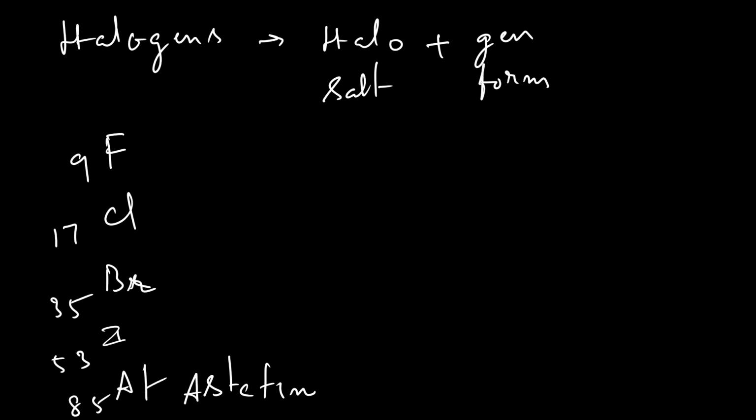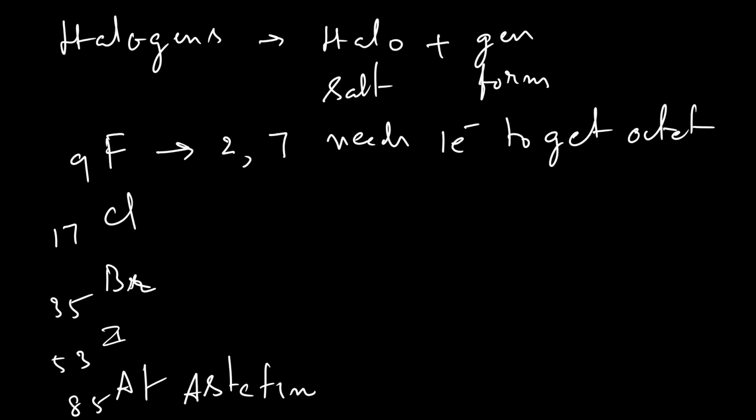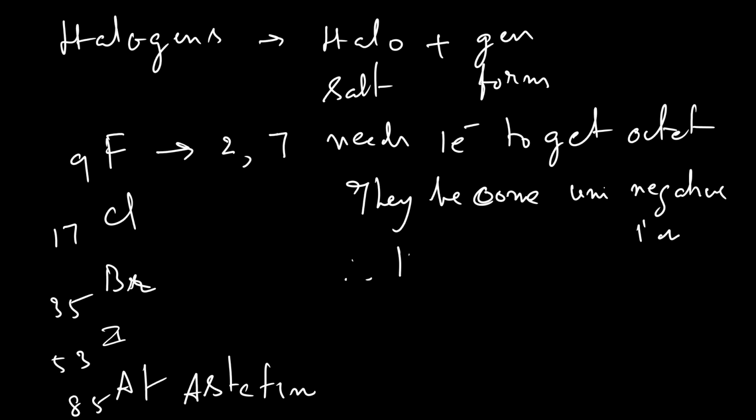So here, 2 electrons, 7 electrons. Therefore, they need 1 electron to get an octet. So if they gain 1 electron, they become uni-negative ions. Therefore, their valence is minus 1.